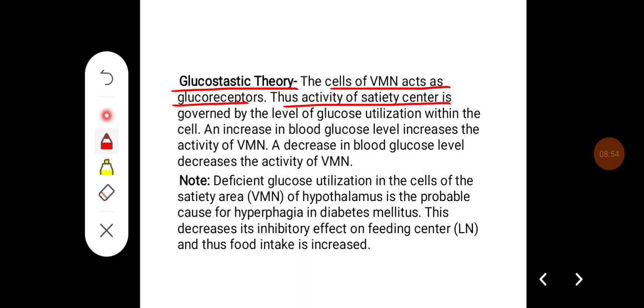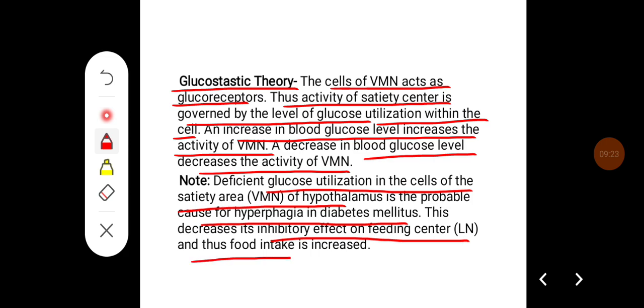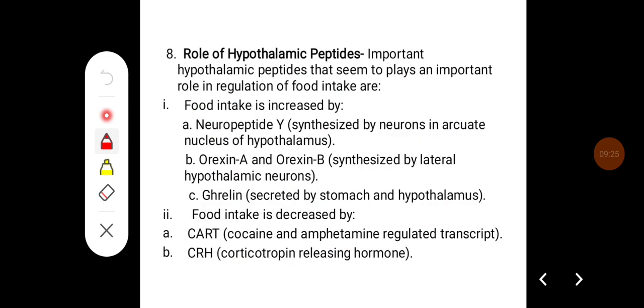This activity of the satiety center is governed by the level of glucose utilization within the cell. An increase in blood glucose level increases the activity in VMN. A decrease in blood glucose level decreases the activity of the ventromedial nucleus. Note that deficient glucose utilization in the cells of the satiety area of the hypothalamus is the probable cause for hyperphagia in diabetes mellitus. This decreases its inhibitory effect on the feeding center, and thus food intake is increased.